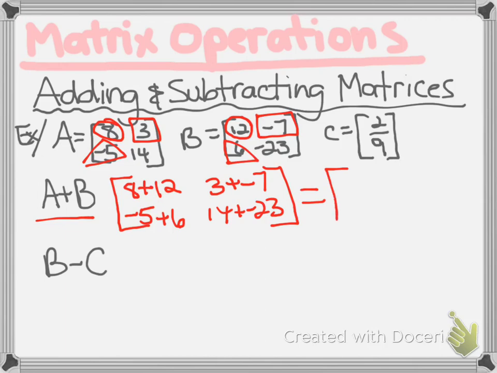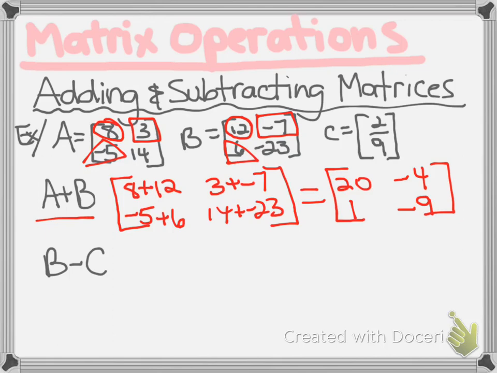Now I'm going to combine them, and 8 plus 12 is 20. 3 plus -7 is -4. -5 plus 6 is 1. And 14 plus -23 is -9. And this is your solution.